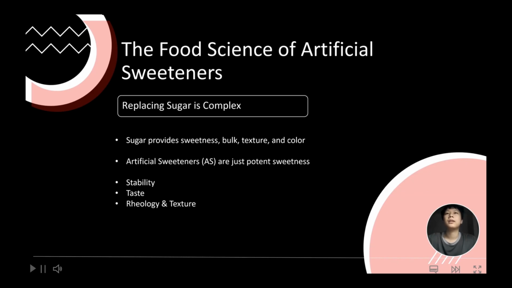First, stability. Some sweeteners like aspartame break down when heated, so you can't bake with them. Secondly, the sensory issue. Some sweeteners leave a bitter aftertaste. And third, the replacement of sugar directly affects the product's flow and texture. It could make a soft drink feel watery and weaken the gel structure in jams. So, how do we solve this?